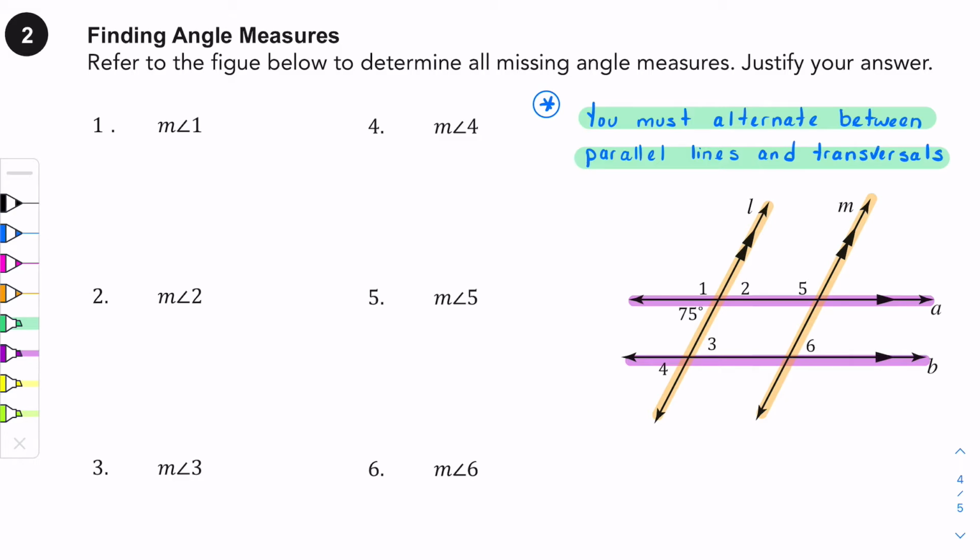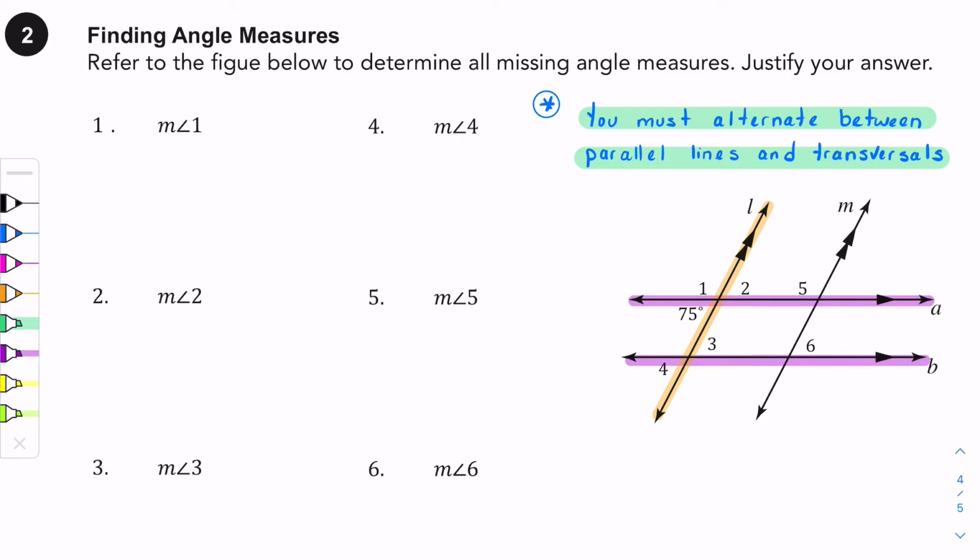So number 1 is looking for the measure of angle 1. I made a note. It says you must alternate between parallel lines and transversals. So for each one of these problems, starting with angle 1, we have to pick one set of parallel lines and one transversal. So I'm going to use A and B as my parallel lines, and I'm going to use L as my transversal. I just unhighlighted M, so let's forget that M even exists. We are literally dealing with only what I have highlighted on my screen right now.